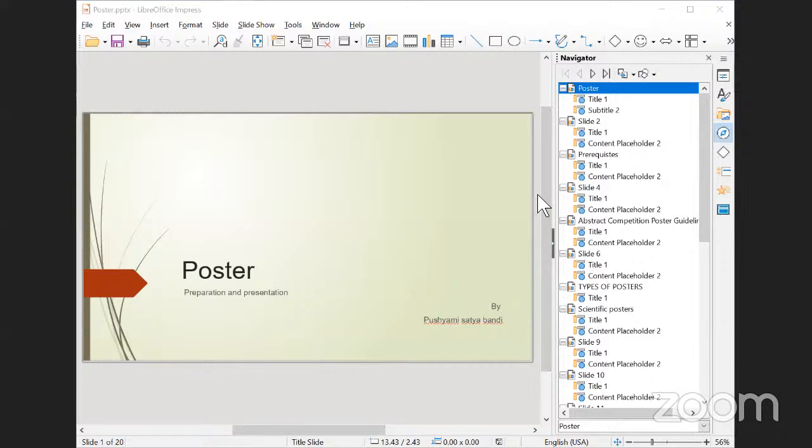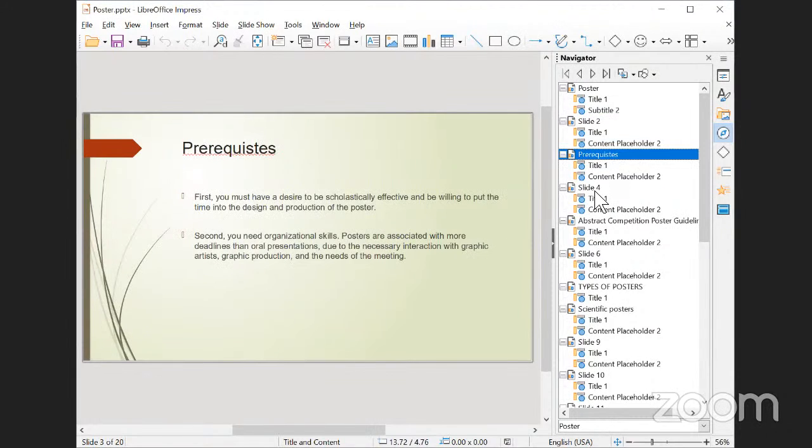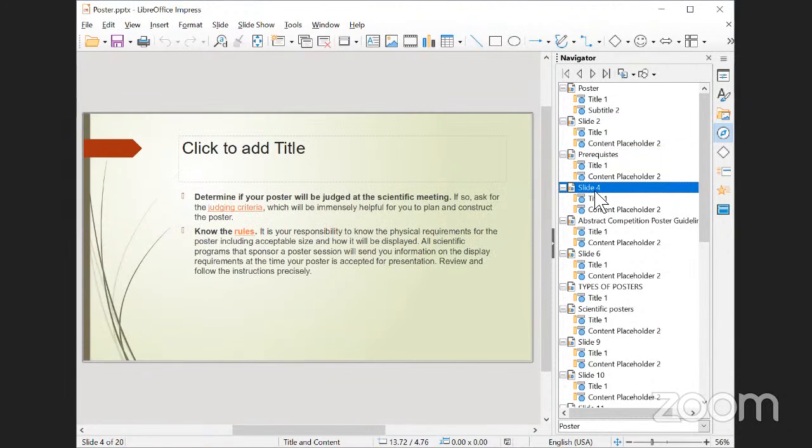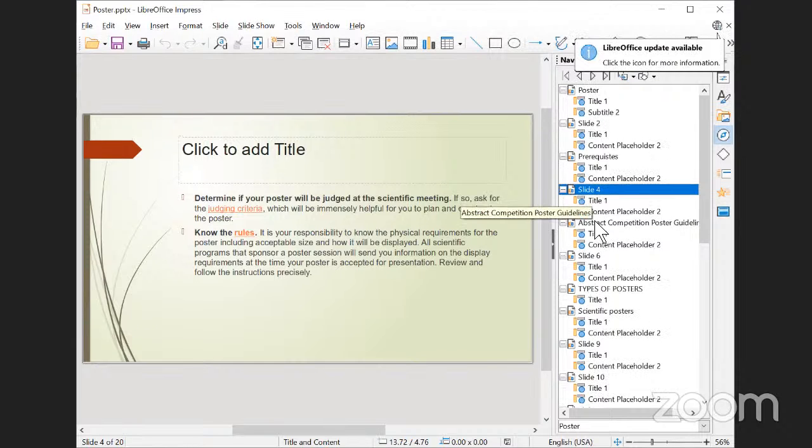First, we need to determine if your poster will be judged at the scientific meeting. If so, we have to go by the judging criteria, which will be helpful for you to plan and construct the poster. So first, we need to know the judging criteria based on the type of poster we will be presenting. Then know the rules. It is your responsibility to know the physical requirements for the poster, including acceptable size and how it will be displayed. All scientific programs that sponsor a poster session will send you information on the display requirements at the time your poster is accepted for presentation. So we need to review and follow the instructions precisely.